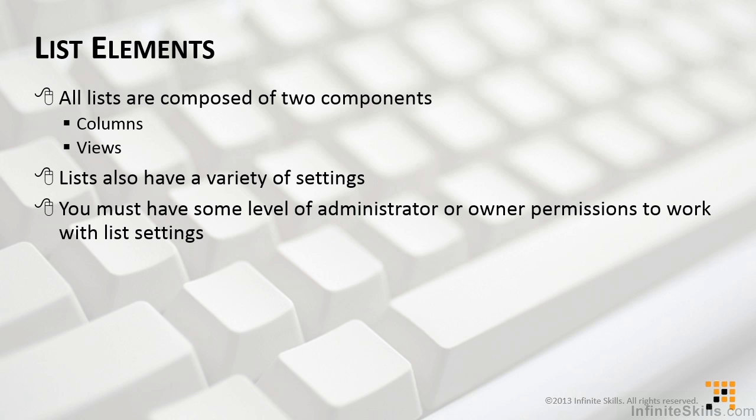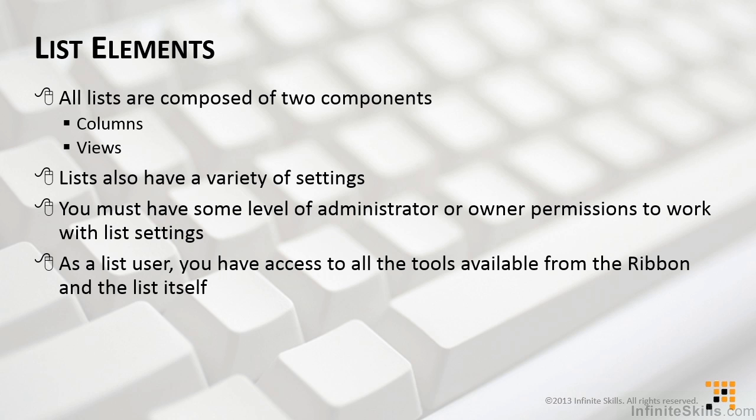In order to work with the settings, you must have some level of administrator or owner permissions. So again, this course is all about users. And as a user, you can work with columns and views, not so much settings, so we're not going to talk about the settings here. As a list user, you have access to all of the tools available from the ribbon in order to add, edit, delete, and recover items. And those are the things that you need to work with the contents of the list itself.